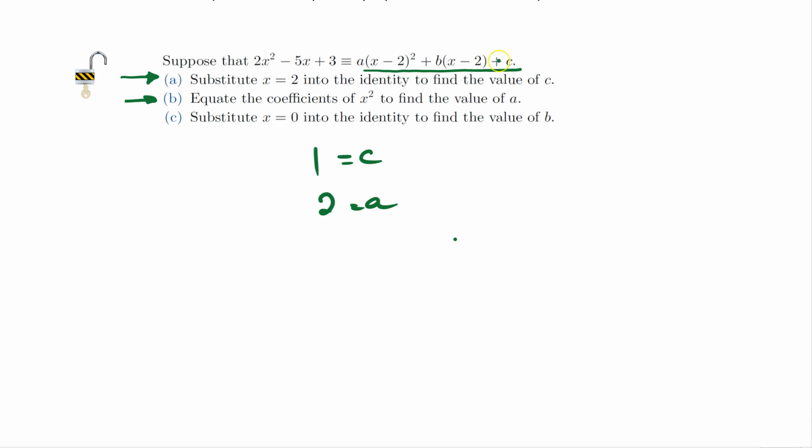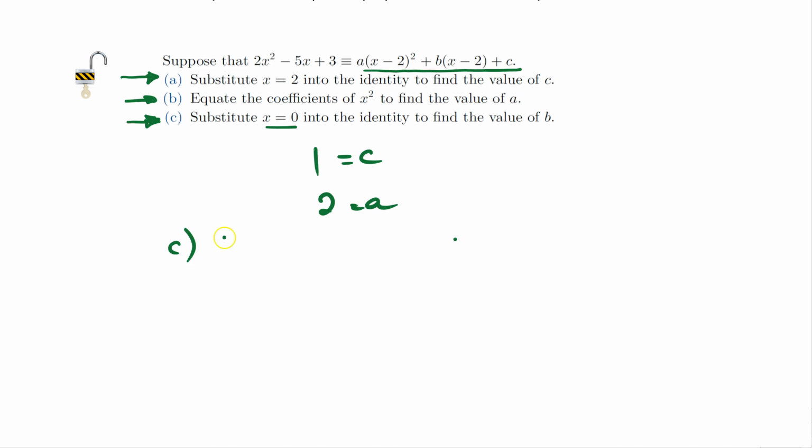Now, if I know 2 of them, then I could find the third just by subbing in and solving an equation. But again, there's one other trick we might be able to do. It's probably not all that much time saving now, given we've got 2 of these. But if we put x equals 0 into the identity, I could then find the value of b.